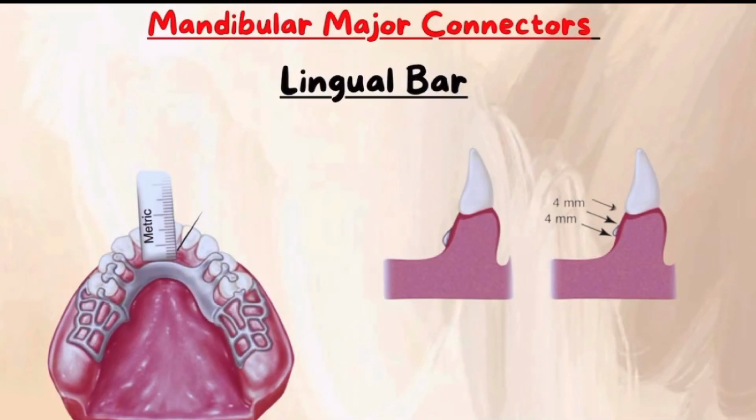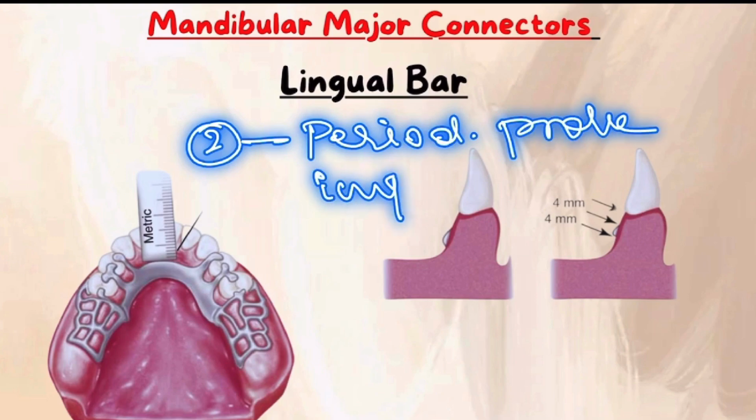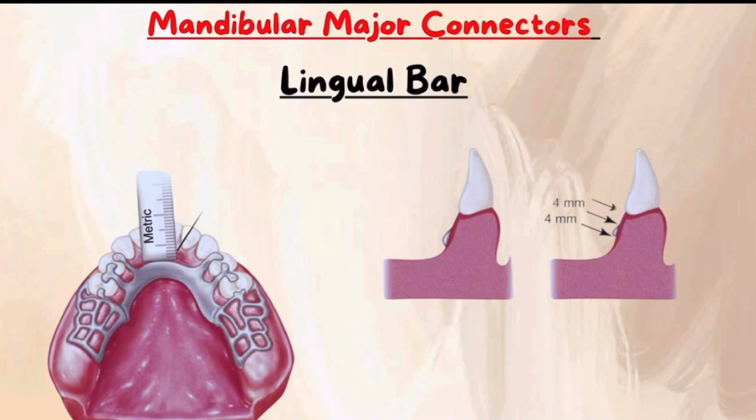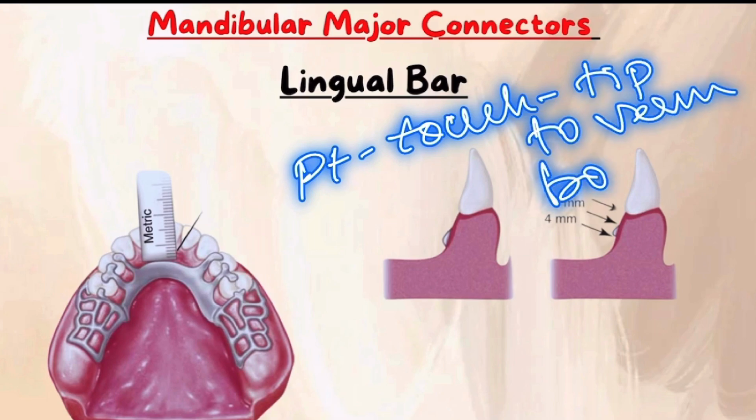How is the measurement for the inferior border of the design taken? Clinically, this measurement is taken by 2 methods. The first is the periodontal probe method and the second is the impression tray method. Let us see the periodontal probe method. Here, a periodontal probe is used to measure the distance from the free gingival margin to the floor of the mouth on the lingual side. While measuring, the patient is asked to touch the tip of the tongue to the vermilion border of the upper lip.